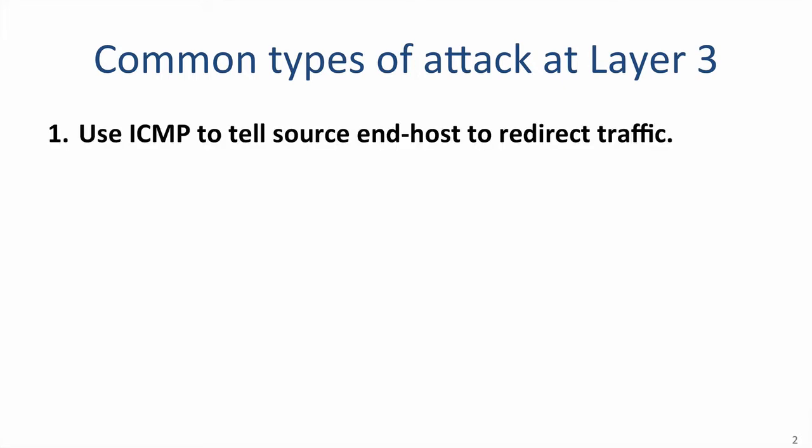The first type of attack uses ICMP, the Internet Control Message Protocol. Recall that ICMP is used to convey information from the network back to the source, telling it how the network is doing. For example, a router can send a TTL expired message back to the source to tell it that a TTL was decremented to zero. Or a router might use ICMP to tell the source host that a destination was unreachable, which means the router has no entry for the destination in its forwarding table. Another type of ICMP message tells the source to send its messages via another router. I'll explain how it works in the next slide.